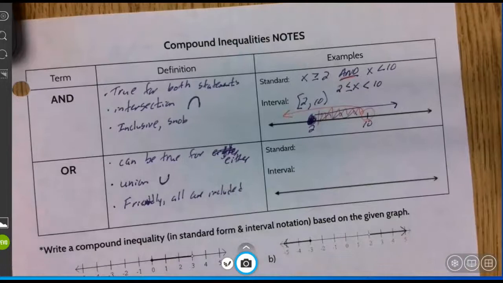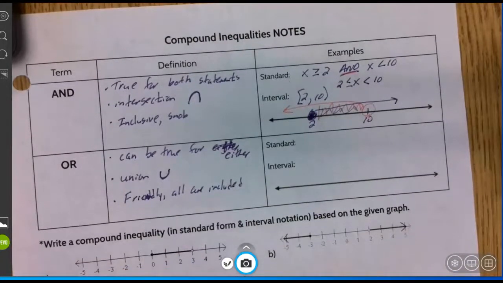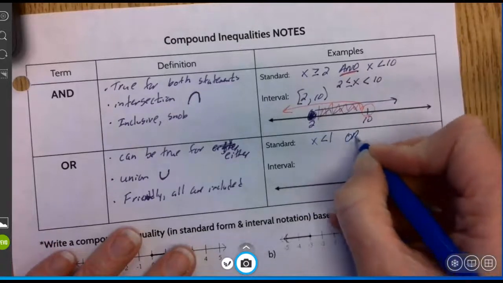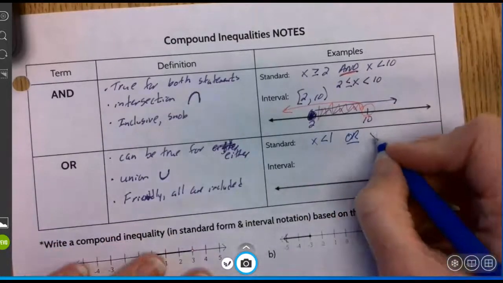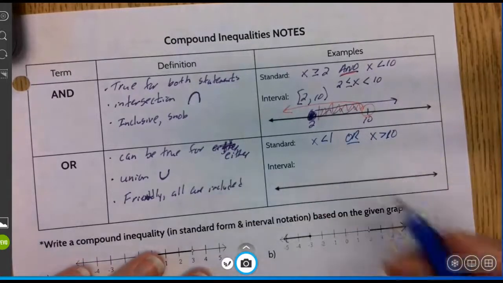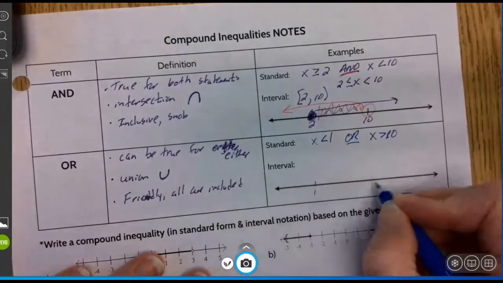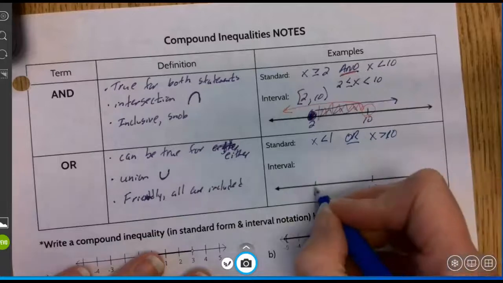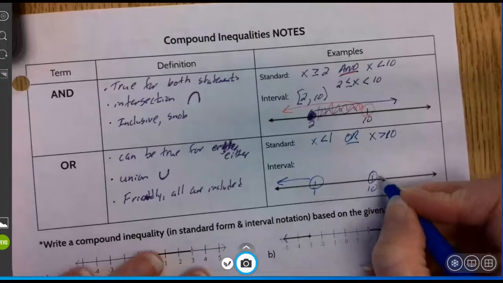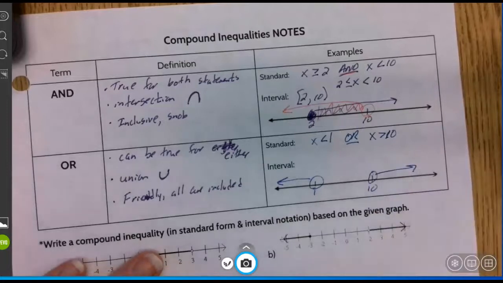Now, if we go with or, remember or is friendly, so let's look at an example of that. X is less than 1, or x is greater than 10. And if we look at the graph of this one, so here's 1 and here's 10. That's about as exact as we need it. Open circle on the 1 going left. Open circle on the 10 going right. But that's our graph. It's everything in together.